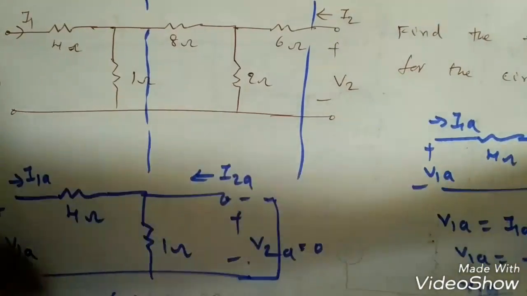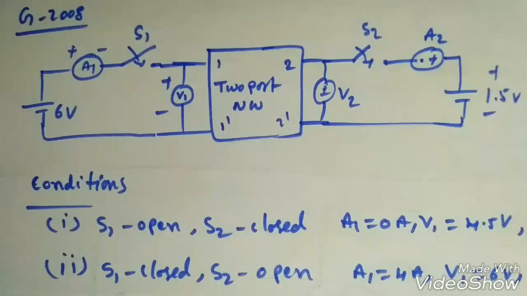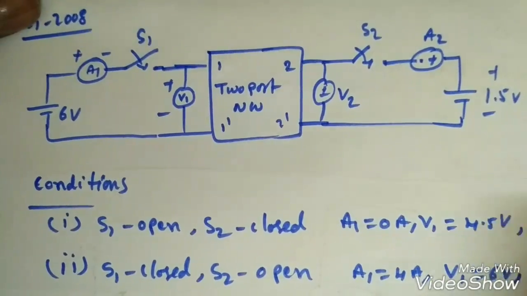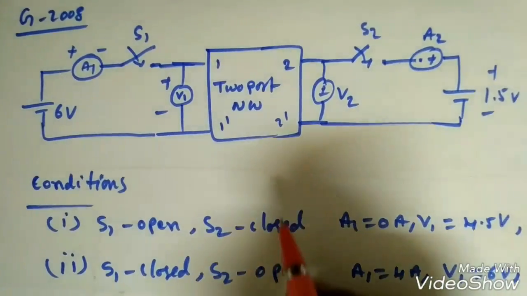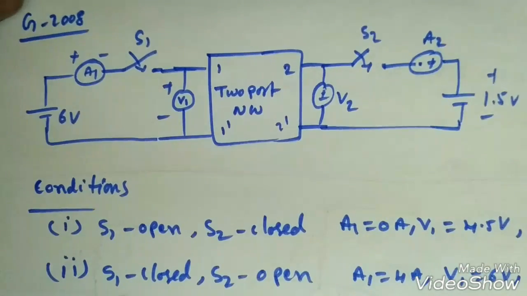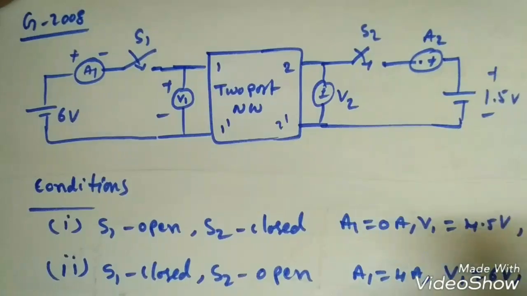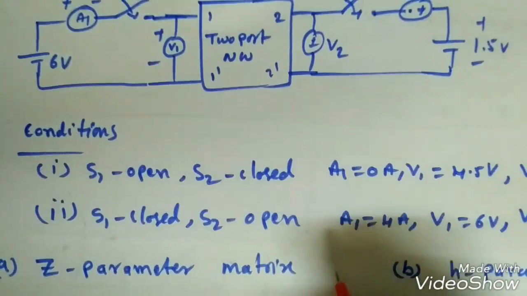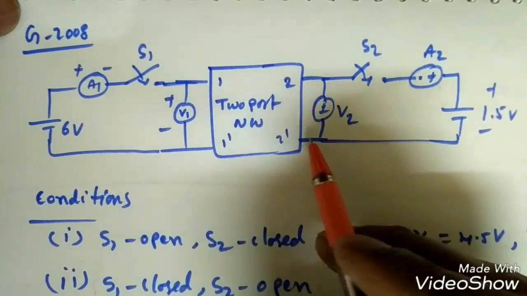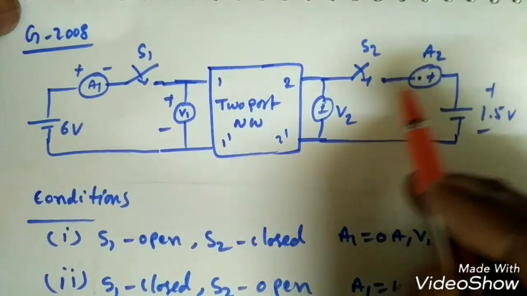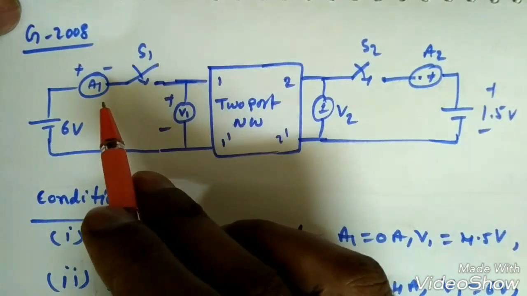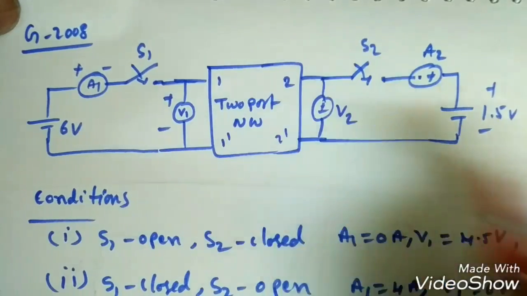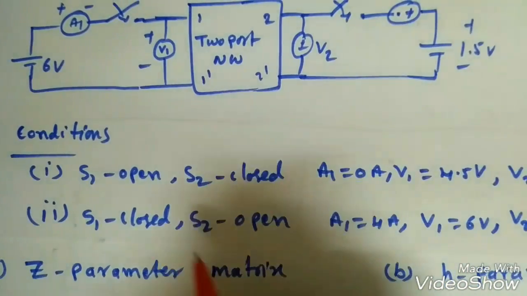Next we will do one numerical based on this two-port network. Somewhat it's a lengthy question, but it is actually very easy. It came in GATE 2008 for linked answers. One network is given with an ammeter and two switches. This is ammeter A1 and voltmeters V1 and V2, right? Some conditions are given.